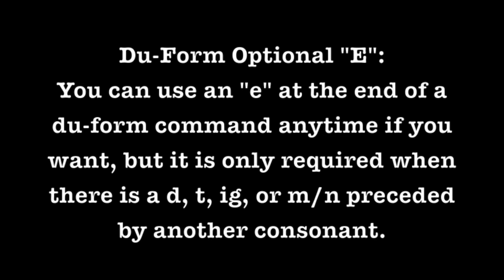The du form is also unique in the fact that you can use an extra E on parts that do not take that D, T, IG, or M/N rule. However, it's not always required. The only forms that are actually required to have the E would be D, T, IG, or M/N preceded by another consonant. Those verbs require the extra E, whereas the other forms, you can throw in the extra E if you so desire, but it's not necessarily required.